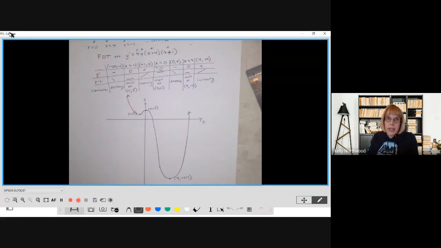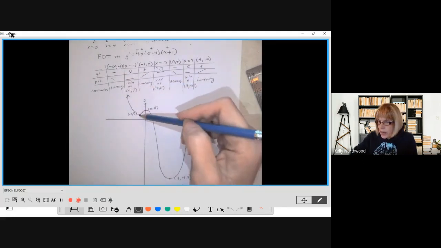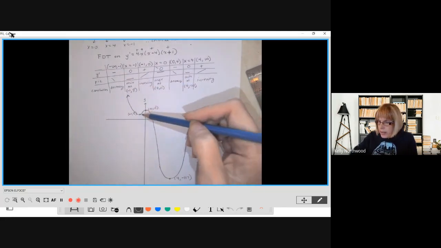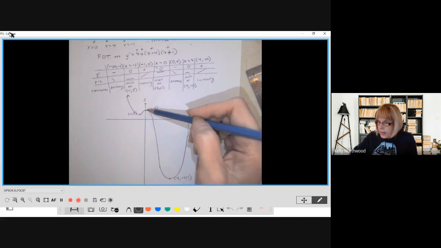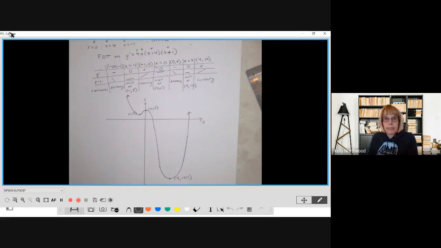And then just make sure it agrees again. So decreasing from -infinity to -1, increasing from -1 to 0, decreasing from 0 to 4, and then increasing after that. Try to make your curve look smooth. The points of inflection will help you make it look even better when you look at the second lesson for today.